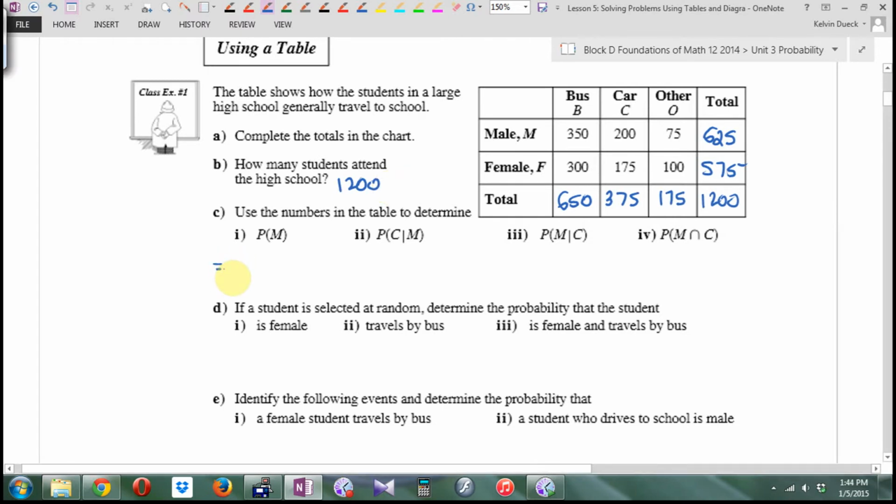What's event M in this question? What's event M? Male. How many males are there grand total? Out of? Okay, fine. Change that to a decimal. What is 625 divided by 1,200?